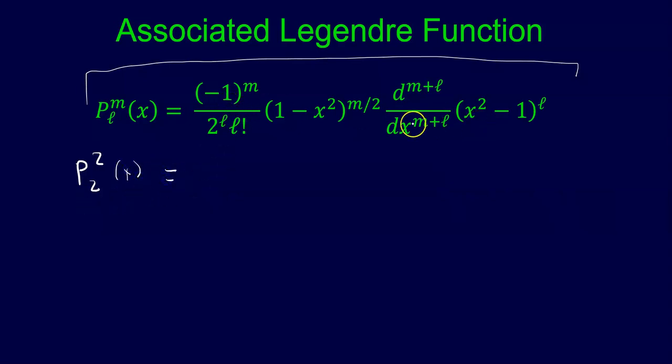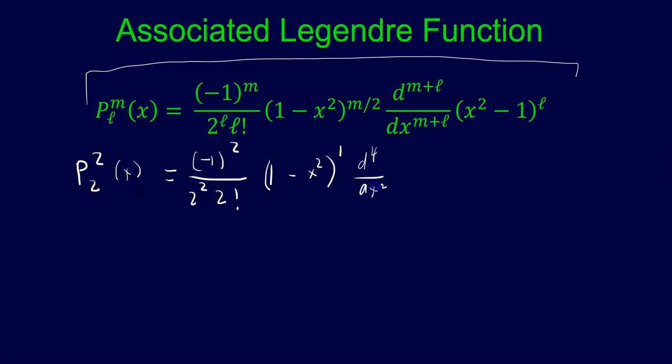All right, so if we look here, basically I'm going to put in a 2 wherever there's an m. So I get (-1) squared. Down here, our L is a 2, so it's 2 squared, and then 2 factorial. So these are just constants. And here I get 1 minus x squared to the 1 power, so 2 over 2. And then here I've got a derivative of the m plus L power, so it's going to be the fourth derivative.